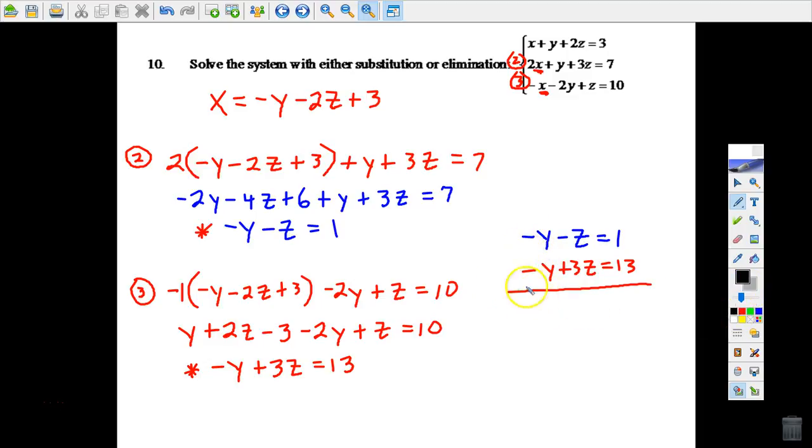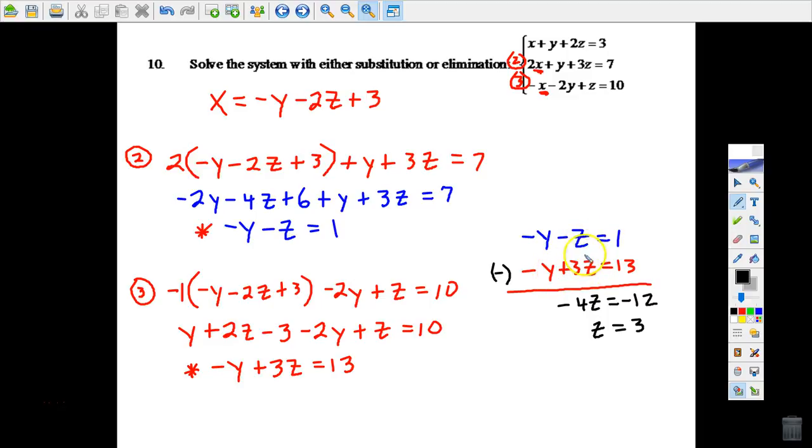I'm going to eliminate y with subtraction, which means I got to subtract all the way across. So subtraction makes this 0. Negative 1 minus 3z is negative 4z. And 1 minus 13 is negative 12. So that gives me an answer of z, which is 3. Okay, just going back to this two variable system, I can use z to help me find y.